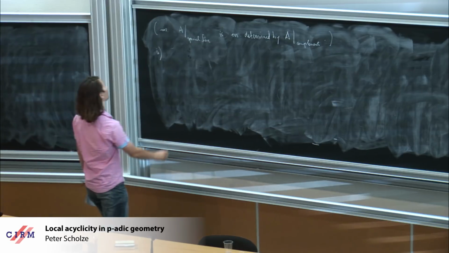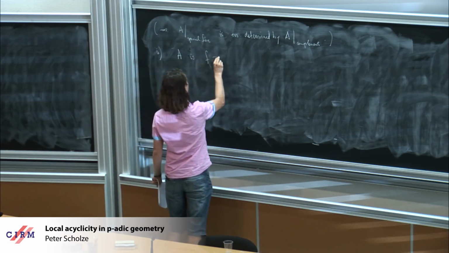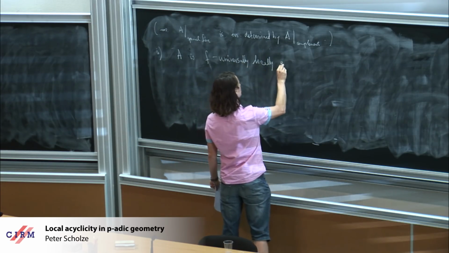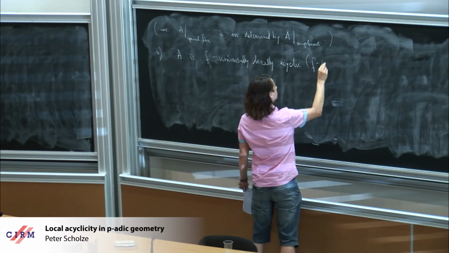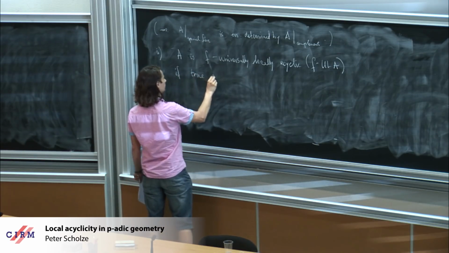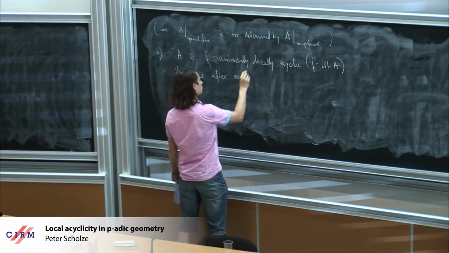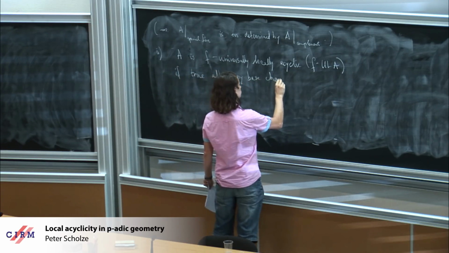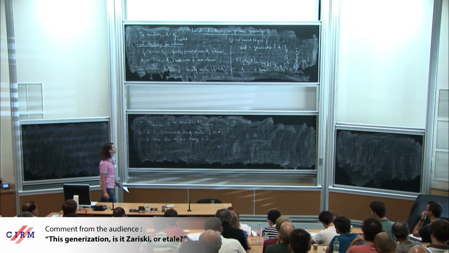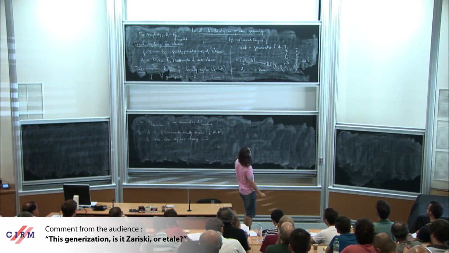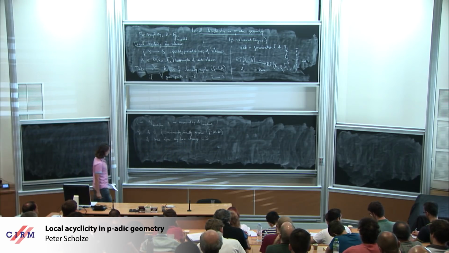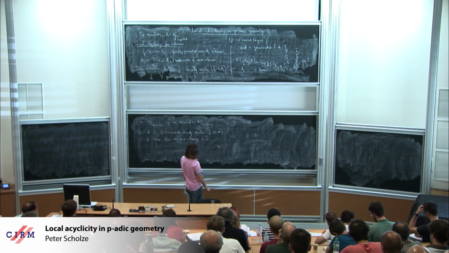And then there's a small strengthening of this notion: A is f-universally locally acyclic, f-ULA, if true after any base change on S. This generalization t bar exists étale locally.